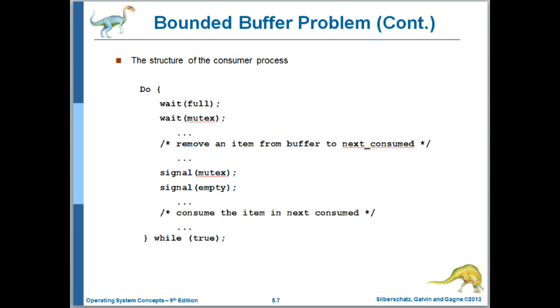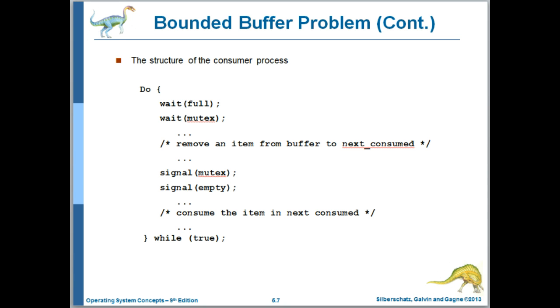Something to think about is what the effect would be, if any, if the two waits are switched with each other. In other words, what would happen if the consumer performed the wait on the mutex, followed by the wait on full? I'll pause here for a moment so that you can think about that. Why don't you pause the screencast, think about it, and I'll tell you what happens in a moment.